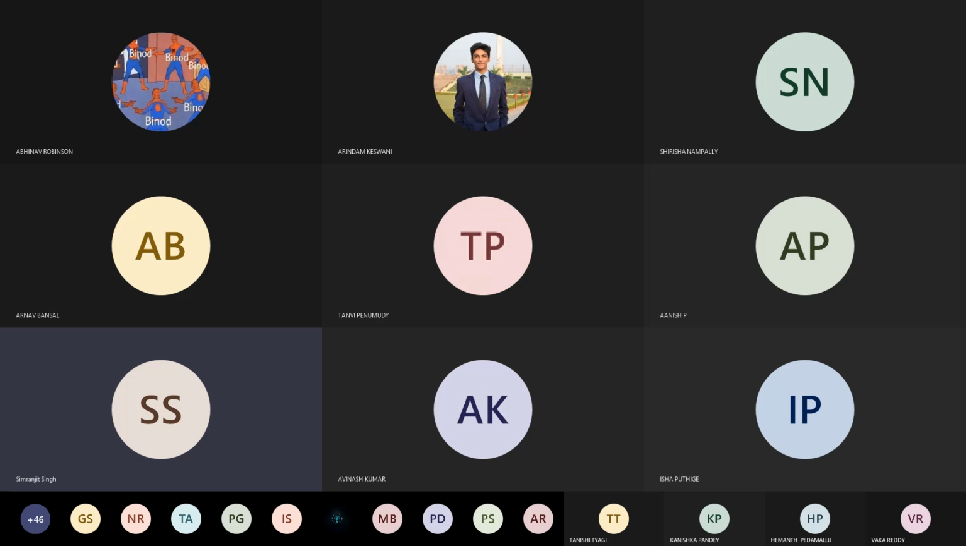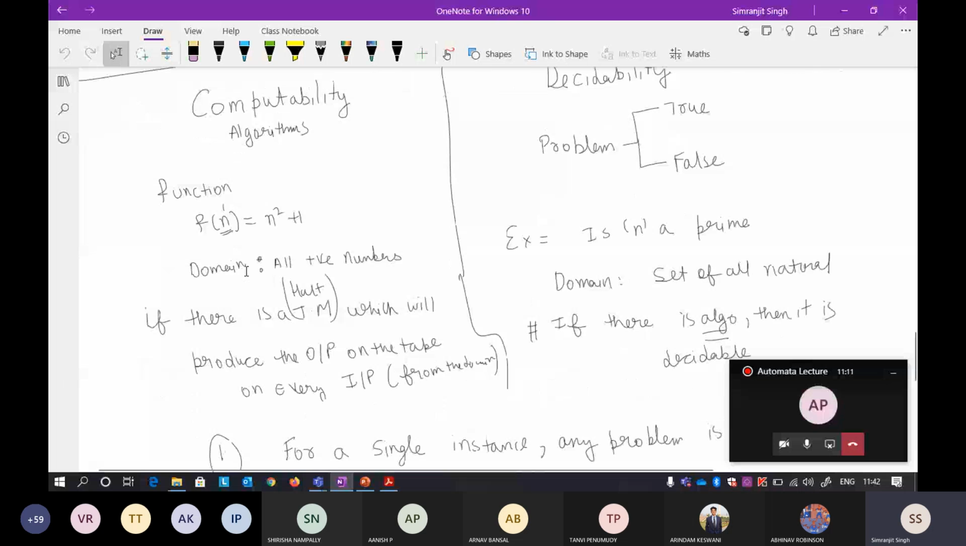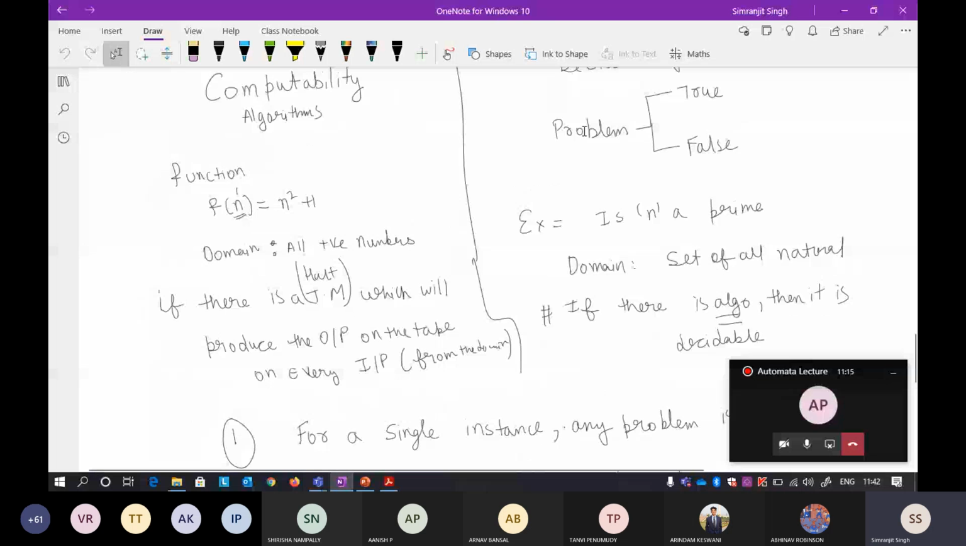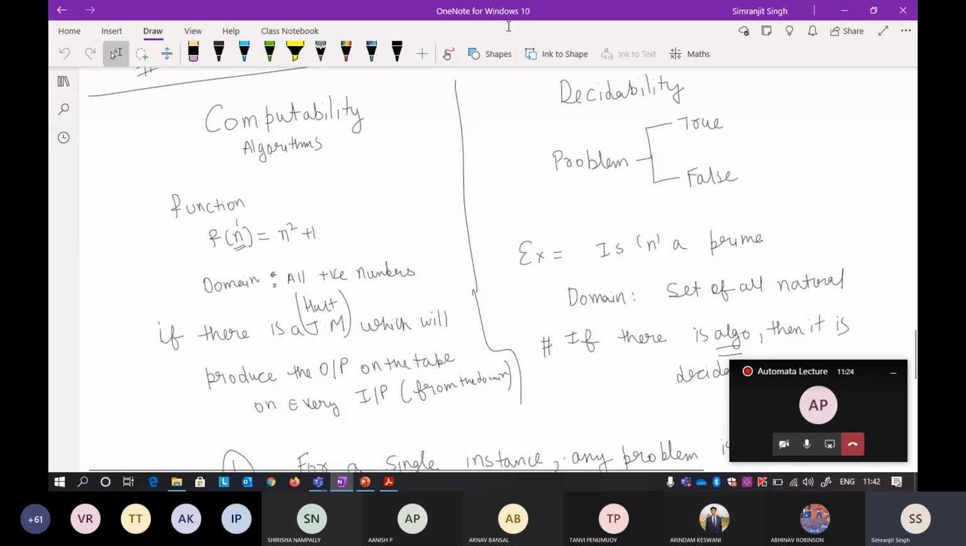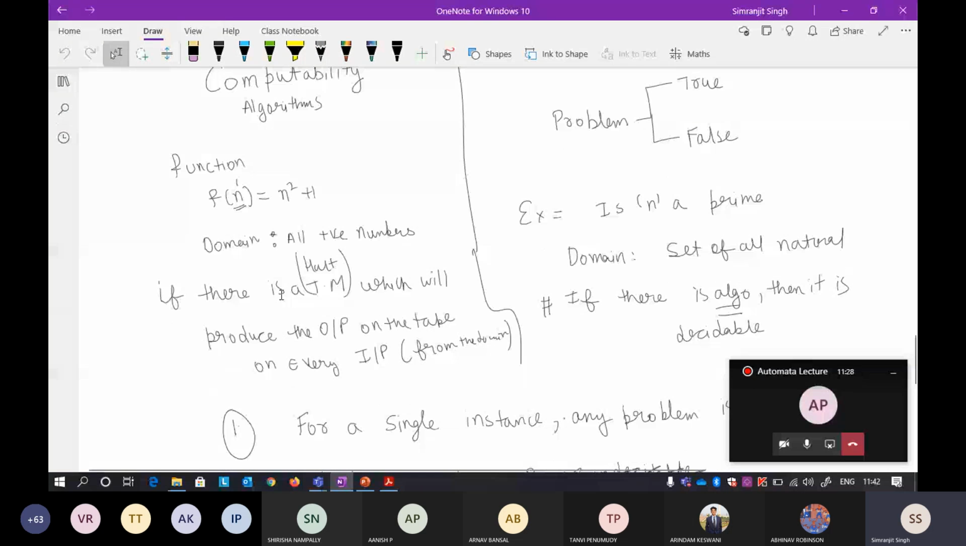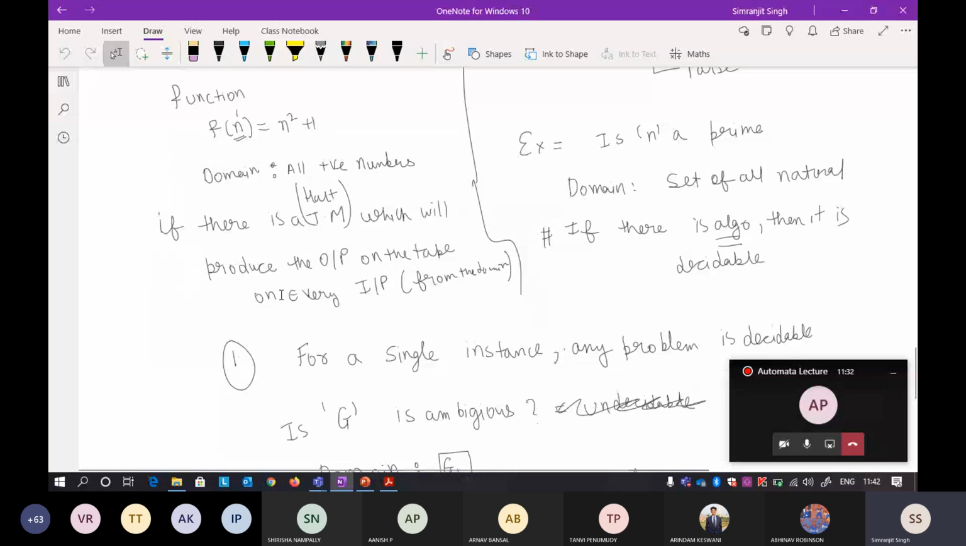Decidability is when you are able to form your problem in such a way that it can be reduced to either a true or false problem, then you can say that a particular problem is decidable. In terms of algorithms, it's a different thing, that is computability, where you have to compute a definite function to which a certain complexity will be attached. Okay, that is the core difference between them.